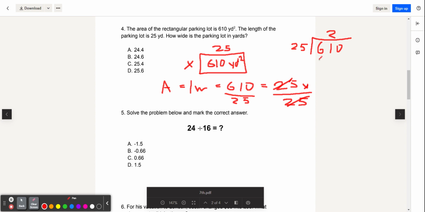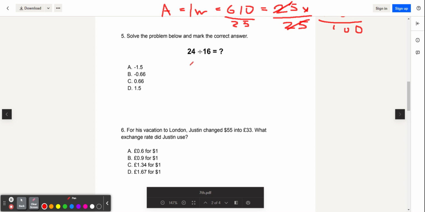It goes into 61 2 times. 2 times 25 is 50. It goes into 110 4 times. 4 times 25 is 100. Bring down another extra 0, and then another 4 times. 24.4 yards. This is, again, division.